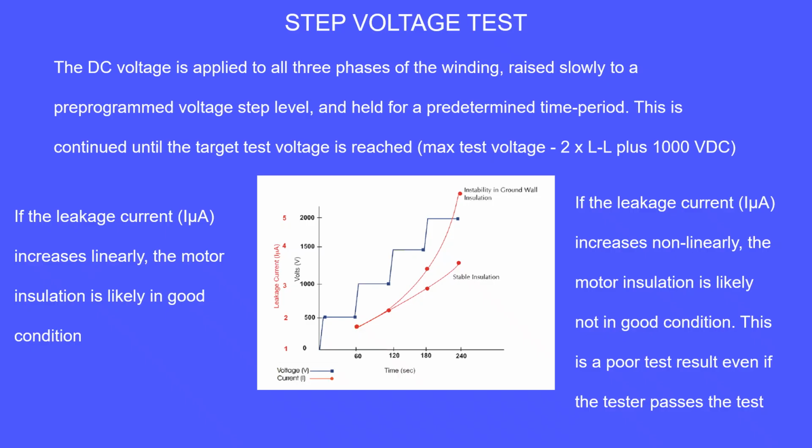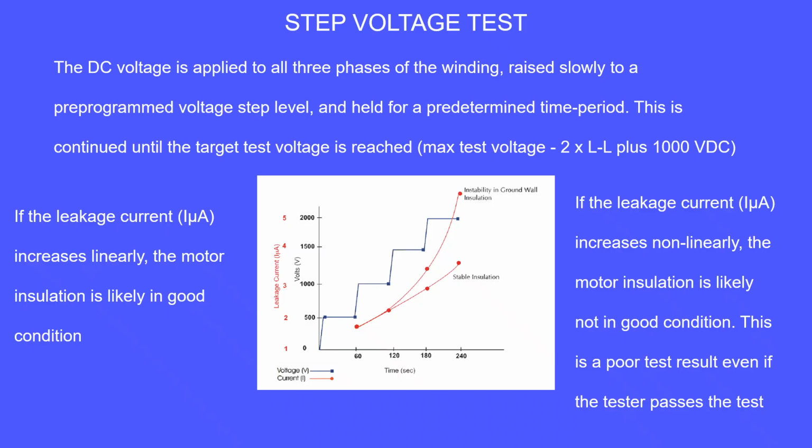The test set will not trip or fail the test on a nonlinear leakage current result. We must recognize this and fail the test ourselves. If the difference in leakage current between steps doubles, the test should be stopped. This is a very poor test result. The test set will not trip offline due to a doubling in leakage current between steps. Our max target test voltage is 2 times line-to-line voltage plus 1000, which is the recommendation from METR.